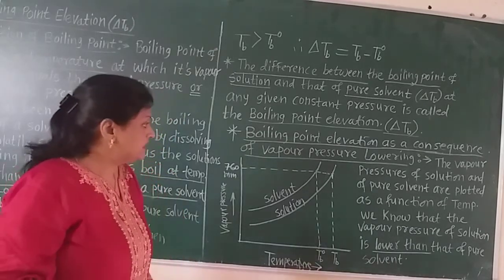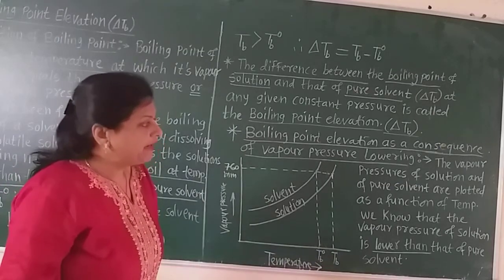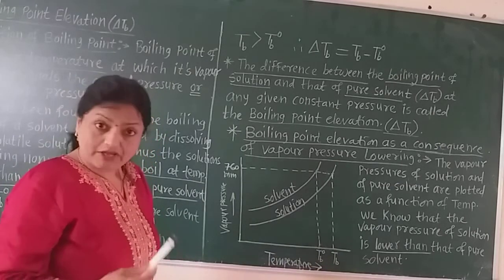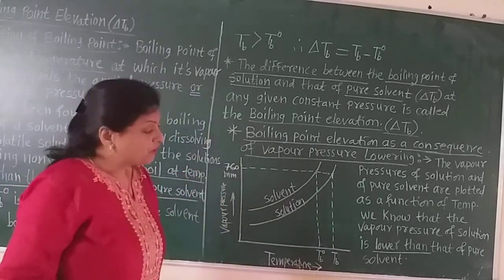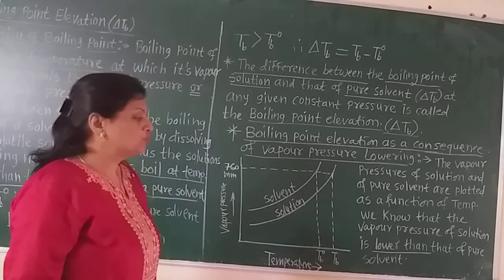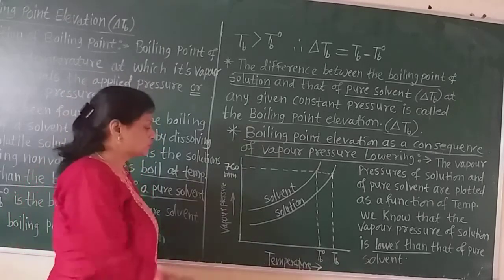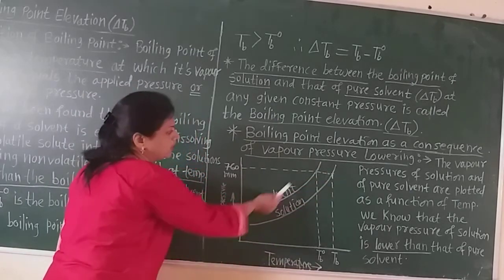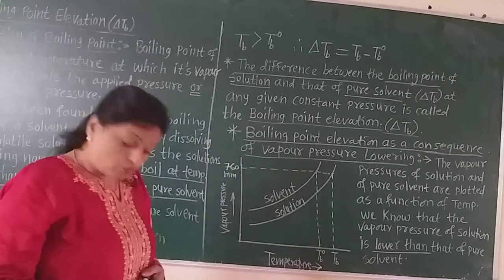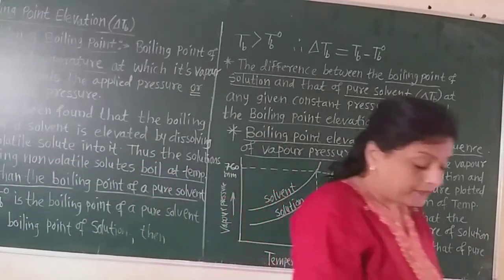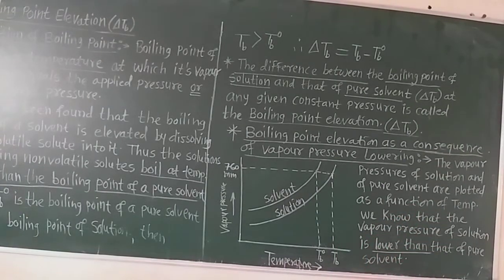Remember that. Now this is the graph. The vapor pressure of the solvent and the vapor pressure of the solution are plotted as a function of temperature. We know that the vapor pressure of the solution is lower than that of the pure solvent at any given temperature. So due to that, what happened? As the vapor pressure of the solution is lower than that of the solvent, the solution boils at a higher temperature than the solvent.